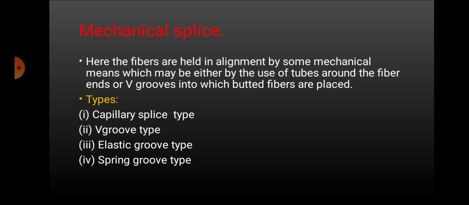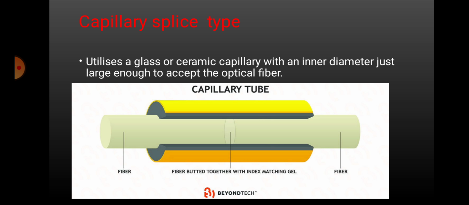Next one is the mechanical splice. It can consist of four types: capillary type, V-groove type, elastic groove type, and spring groove type. The capillary splice type: this common method involves the use of an accurately produced rigid alignment tube into which prepared fiber ends are permanently bonded. This tube splice, which is shown in the figure, utilizes a glass or ceramic capillary with an inner diameter just large enough to accept the optical fiber.